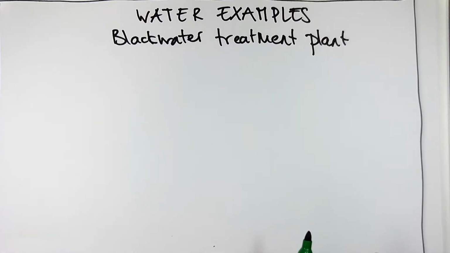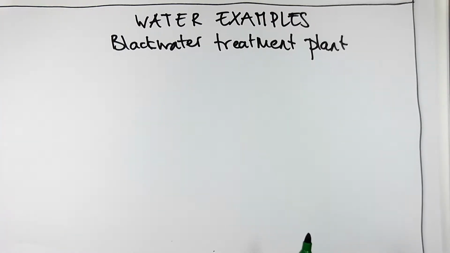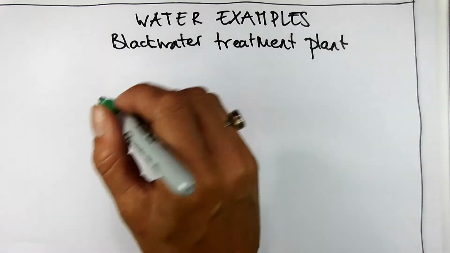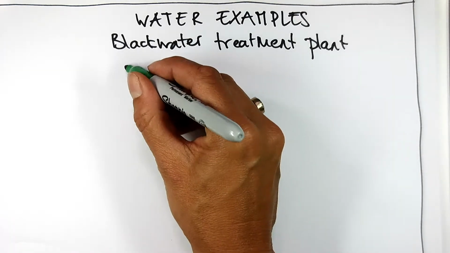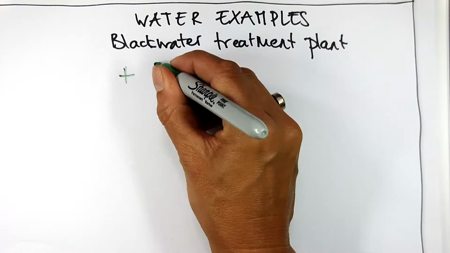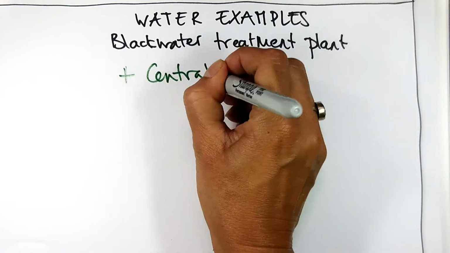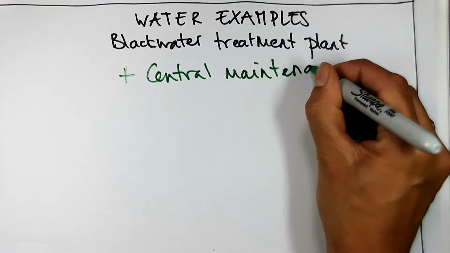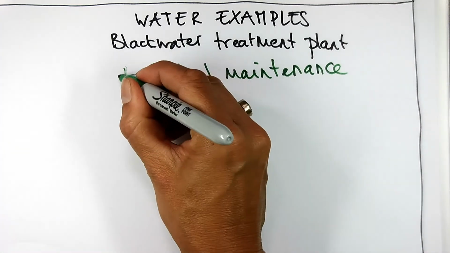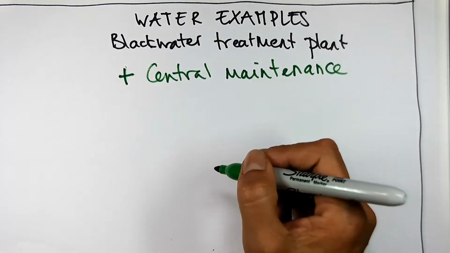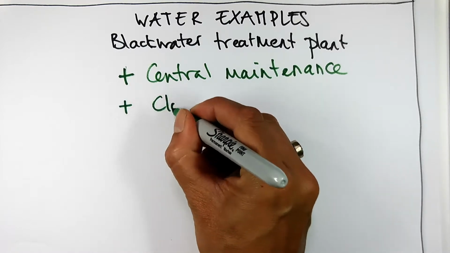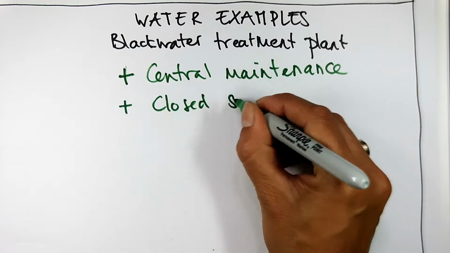Let us first look at the black water treatment plant. This is a centralized intervention implemented at neighborhood level and run by Waternet, the central institution that manages fresh water and sewage in Amsterdam. One of the advantages of this project is that Waternet is responsible for its maintenance, so local residents have no concerns over the performance of the system. It is a closed system, which means that waste cannot leak and pollute the environment.